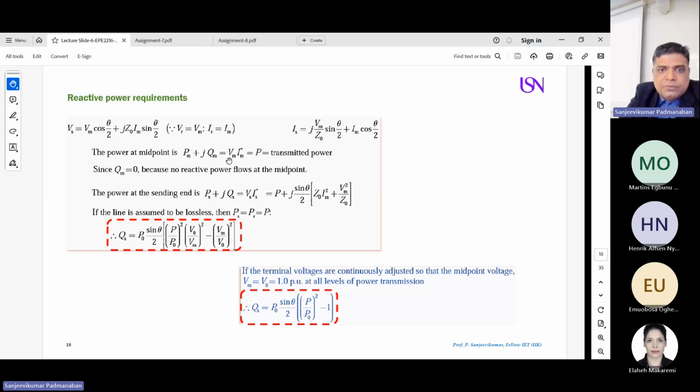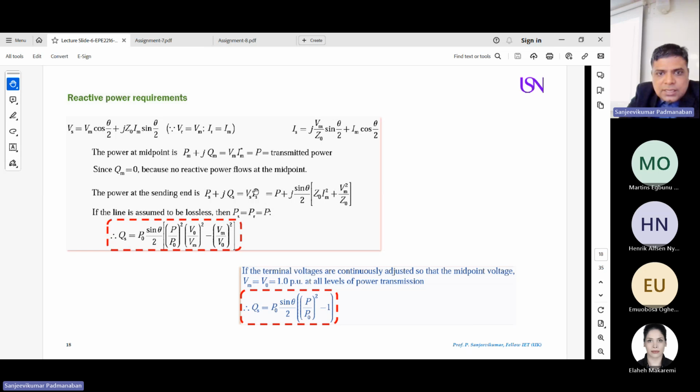This is a formula where we can calculate Vm into Im star. If you keep Qm equal to 0, the reactive power is 0, then you get the maximum power transmitted. So these are standard formulas. And how do we calculate the power at the sending end? To calculate the power at the sending end, Ps plus jQs, which is also given as Vs into Is star. Why do you put star? Because it has a real part and an imaginary part.